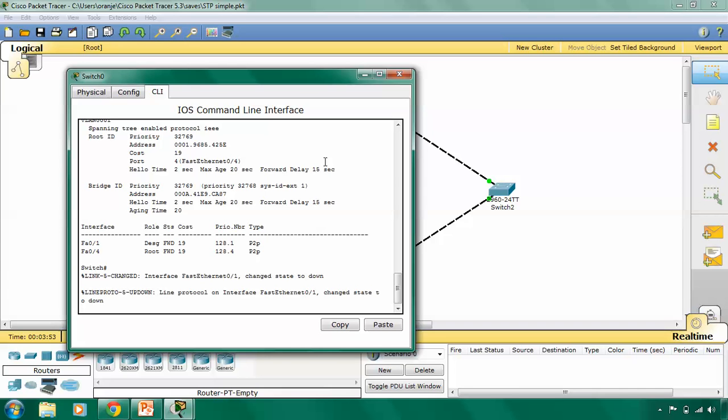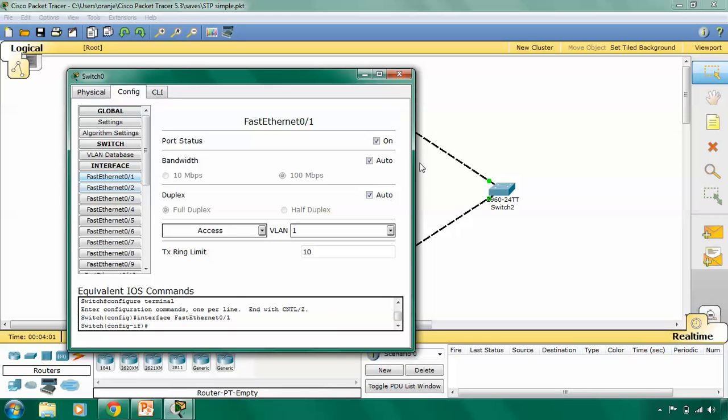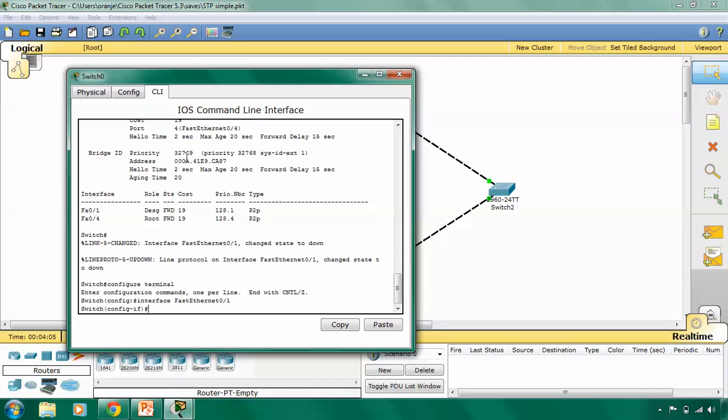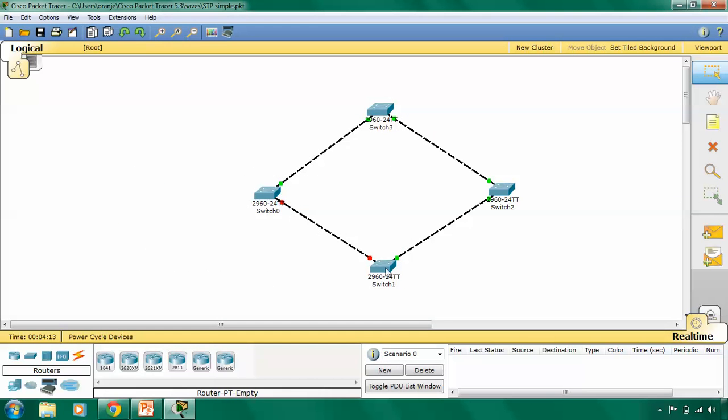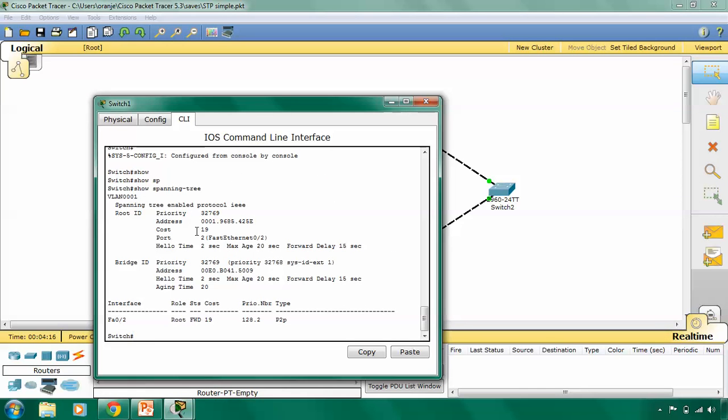Now coming to the cost of these links, here you can see that the cost is 19 because it's using a 100 Mbps link. So let me show you. By default it's 100 Mbps, so that's why the cost is 19, as we saw in the IEEE standard metric. Now all of these are 100 Mbps links, so the cost here as well is 19. But what about the path cost?